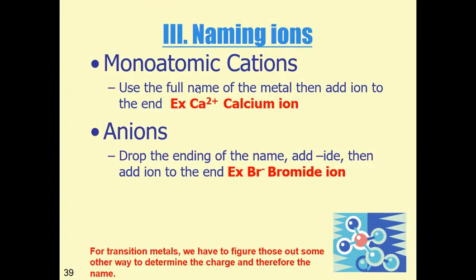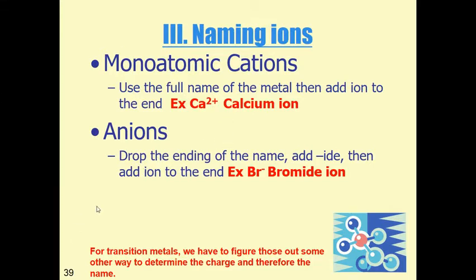If you have a monatomic anion, the way you name that is you're going to drop the ending of the name and replace the ending with IDE, like we did for the covalent compounds, IDE. Then we're going to add the word ion to the end. So for instance, if you had just Br by itself, it would be called bromine. But if you have a charge with it, it's bromide ion. The whole bromide and ion, those two words.